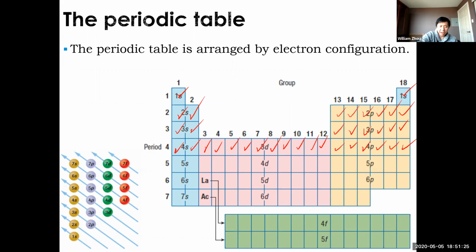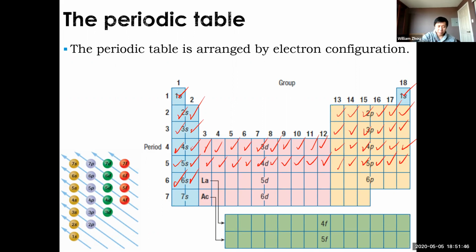So anyway, let's go to 5s. So you go 5s1, 5s2, and then you go through the 4d's, all the way to 4d10, and then 5p6, then you finish at the noble gas, and then you go to 6s, 6s1, 6s2. Now it gets messed up.